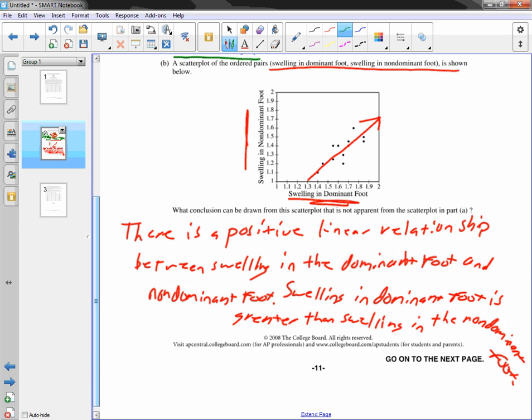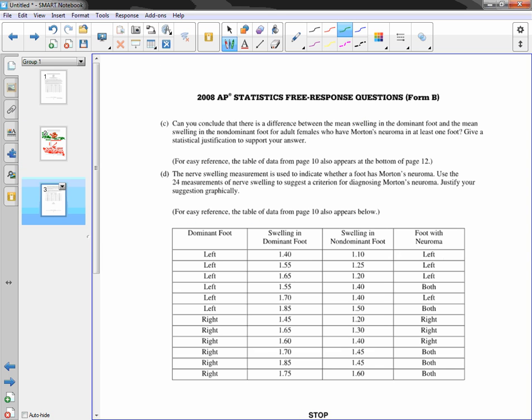All right. Part C. Can you conclude that there is a difference between the mean swelling, so we're looking for a difference in the mean swelling in the dominant foot and the mean swelling in the non-dominant foot for females who have Morton's neuroma in at least one foot? Give statistical justification to support your answer.